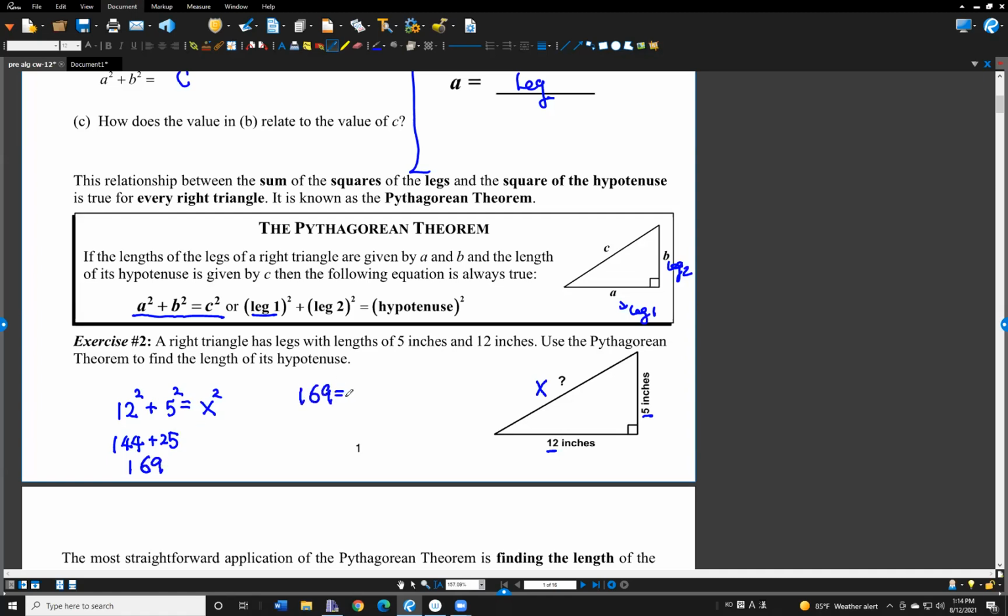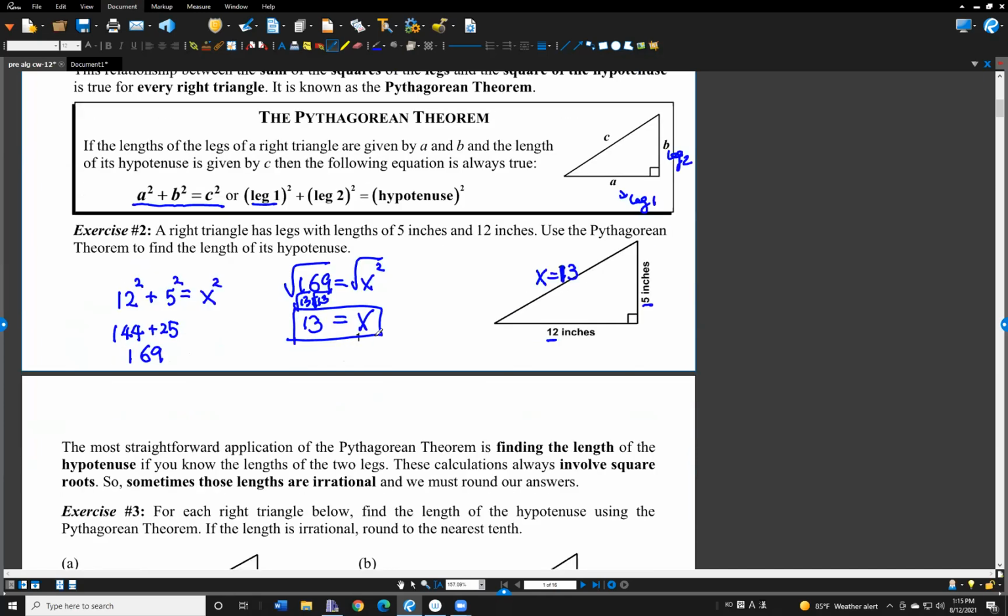169 is equal to X squared. When you multiply the same number 2 times, you get 169. What is X? Take the square root. X equals how much? 13 times 13 is 169, so the square root of 169 is 13. So 13 is the answer. This side will be 13. Did everybody understand?